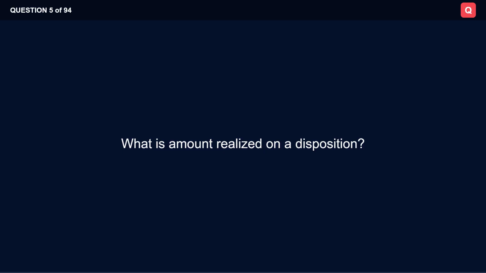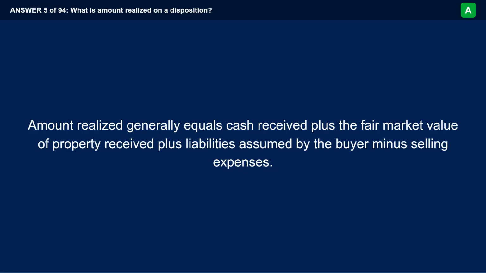What is amount realized on a disposition? Amount realized generally equals cash received plus the fair market value of property received plus liabilities assumed by the buyer minus selling expenses.